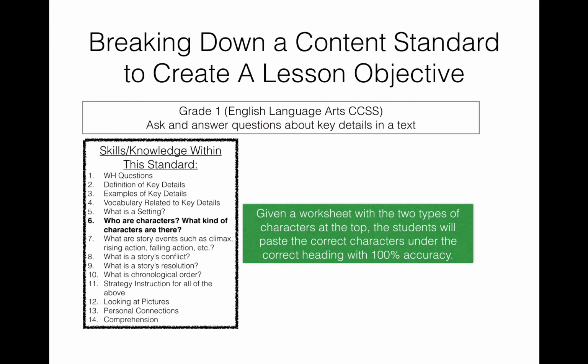Also remember that a high quality objective includes at the beginning a condition. The condition here is given a worksheet with the 2 types of characters at the top, and then there should be an observable behavior, and in this case the observable behavior is pasting the correct characters under the correct heading, and then there should be a mastery criteria, and I chose a mastery criteria of 100%. So your objective should also be in this format.